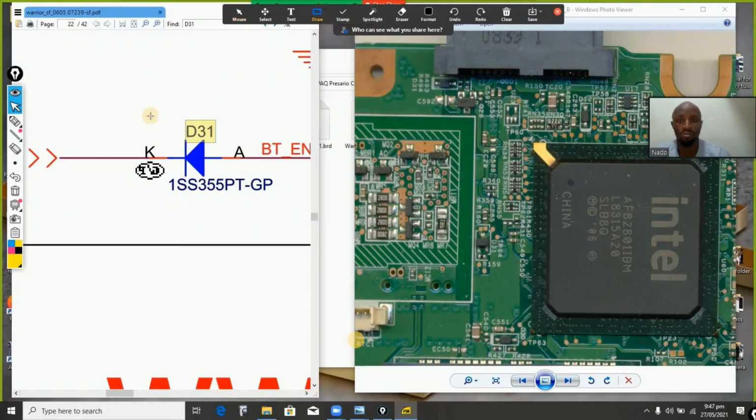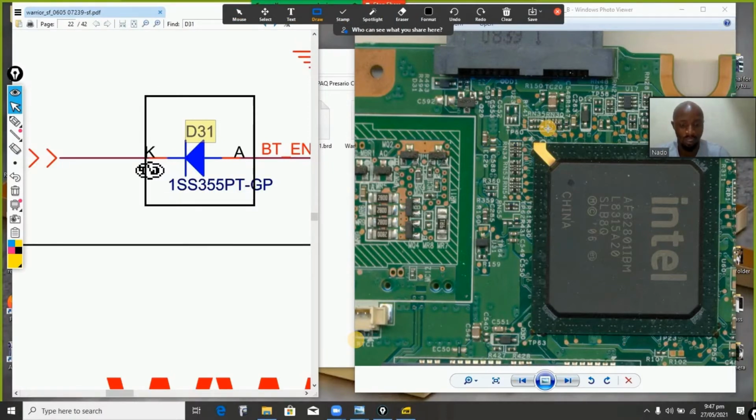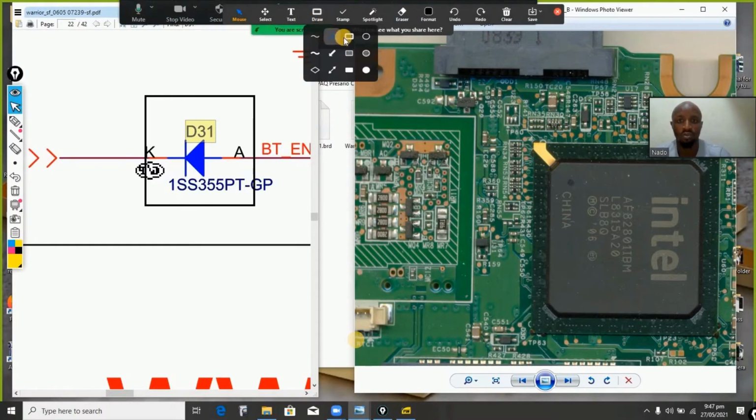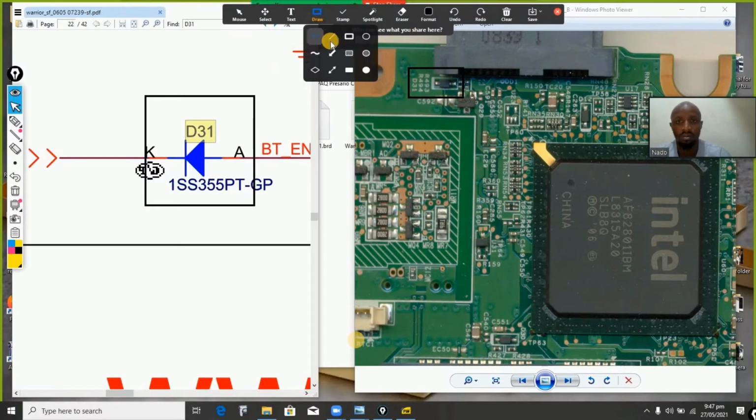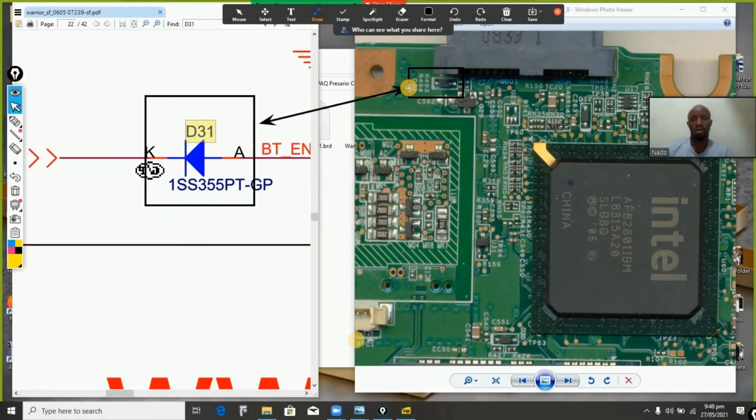So as you can see here, this is the K side that happens to be the cathode side, the line part of the diode, and the other part is the anode. So you can see now, they look alike, but they are different types of diode. That is one of the main usefulness of schematic diagram. This is it here. So concerning diode, I don't believe we are done with the introduction.